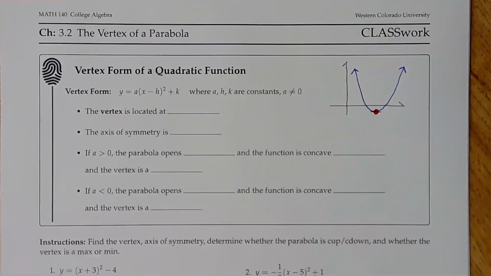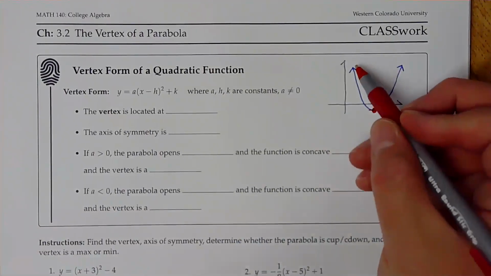Right, so section 3.2 is more about parabolas and quadratic functions. In section 3.1, we looked at the standard form of a parabola, and we looked at the factored form equation for our quadratic function. And now we're going to add another one. So we're going to add the vertex form.